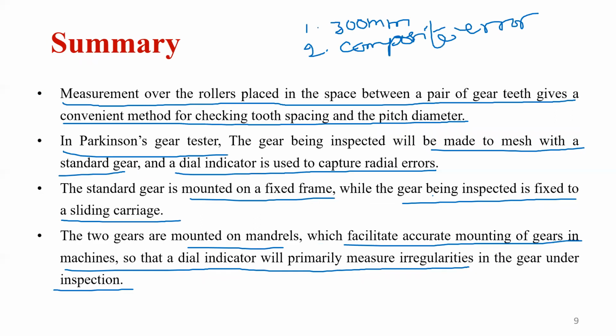And also, if there is any error in the master gear, that will also reflect the error on the gear under measurement. So the center distance also varies when there is an error in the size of the master gear; that error is reflected in the measurement of the variation in the center distance of the gears.